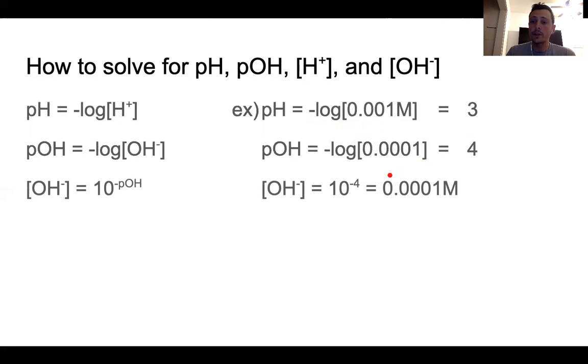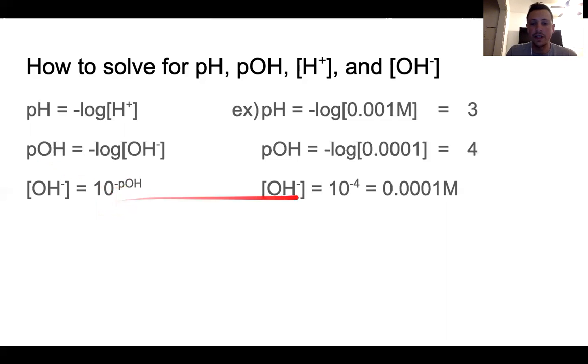So, to go backwards, if we have the pOH and we want to get the concentration of hydroxide from that, we have to take 10 and raise it to the power of the negative pOH. This is essentially the inverse operation of a logarithm. Just like to undo addition, we have to subtract. To undo multiplication, we have to divide. This is the same process. This is you undoing that logarithm that was taken in order to find your pOH.